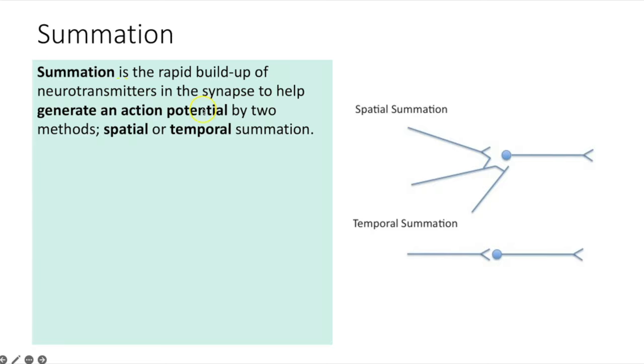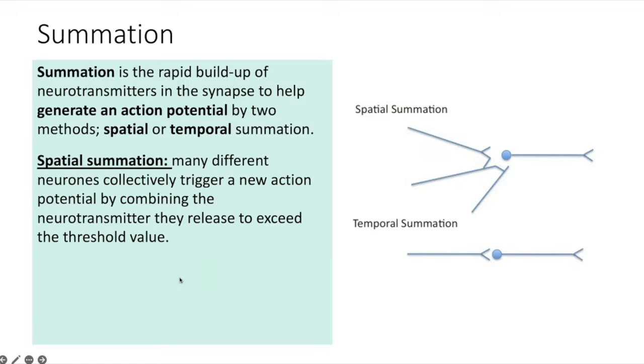And summation is the rapid buildup of the neurotransmitter in the synapse so that you have enough neurotransmitter binding to enough receptors to open enough sodium ion channels to result in sodium ions diffusing in to reach that minus 55 millivolt threshold. And there's two ways that summation can occur: spatial and temporal.